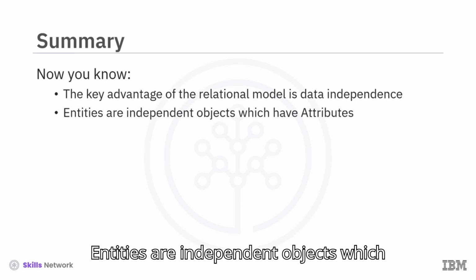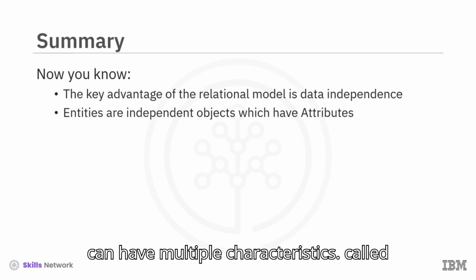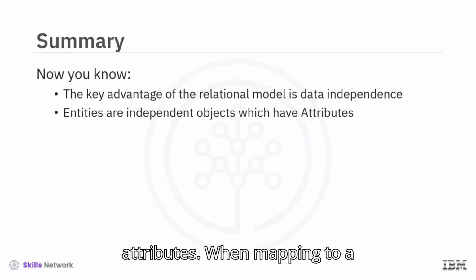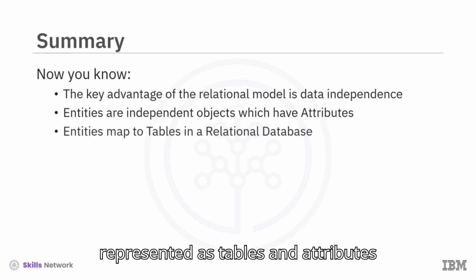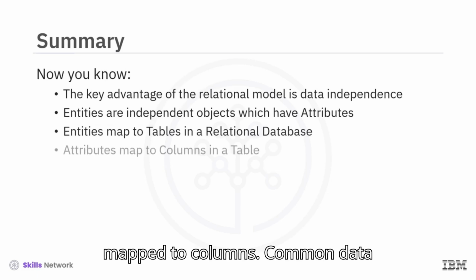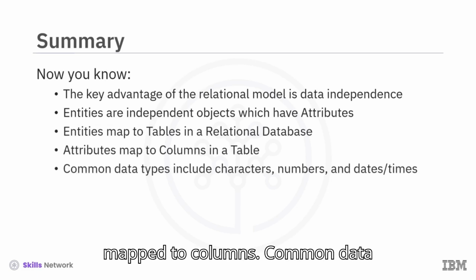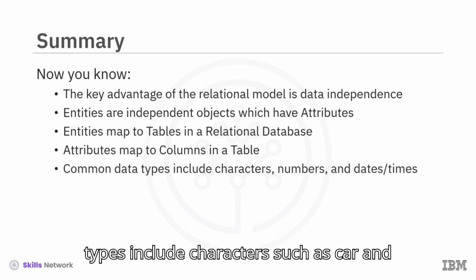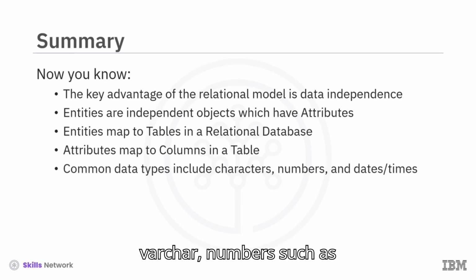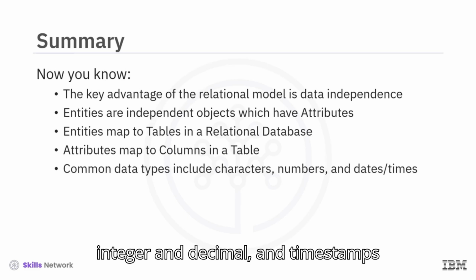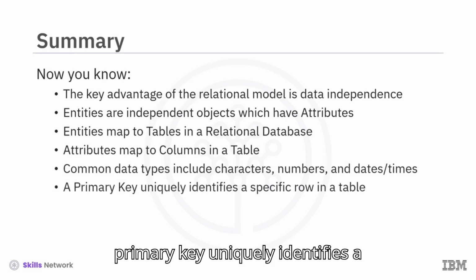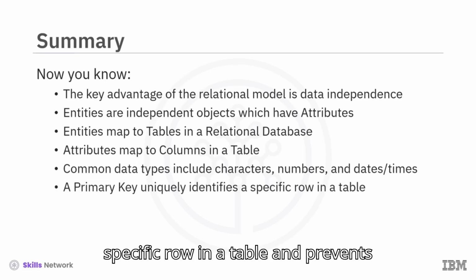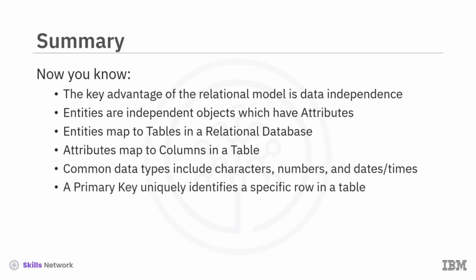Entities are independent objects which can have multiple characteristics called attributes. When mapping to a relational database, entities are represented as tables and attributes map to columns. Common data types include characters such as char and varchar, numbers such as integer and decimal, and timestamps including date and time. A primary key uniquely identifies a specific row in a table and prevents duplication of data.